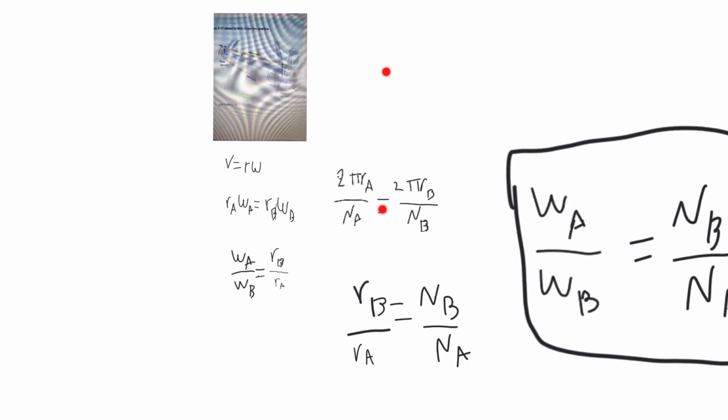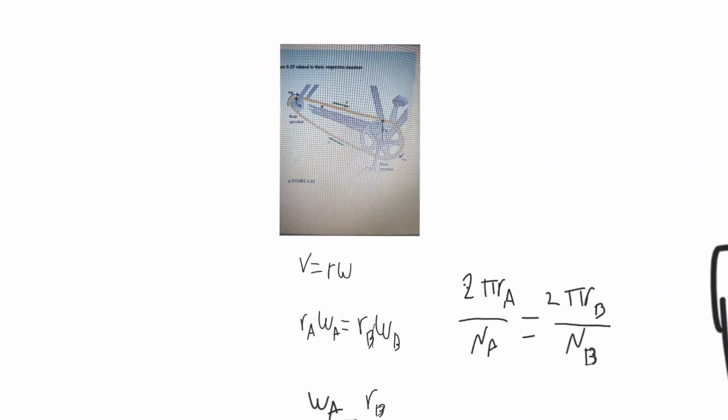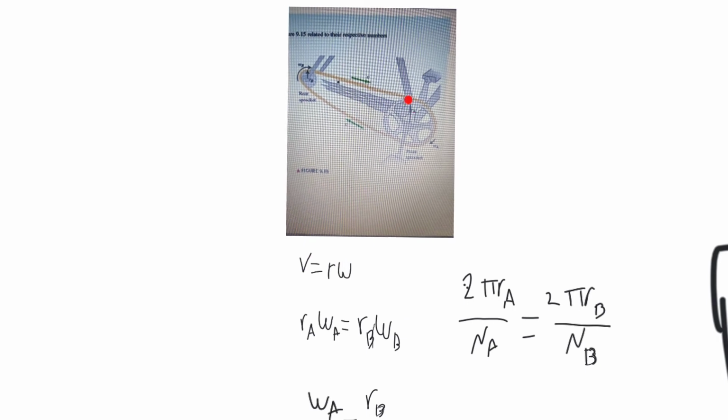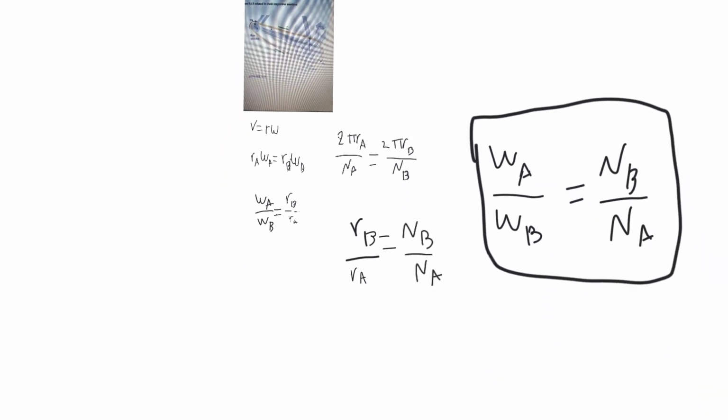Now we have to talk about the spacing of the teeth, which is going to take us back to the actual number of teeth. For the number of teeth in each gear, the circumference of each divided by the number of teeth is going to be equal to the distance between each little sprocket tooth. And that's what I'm basically showing here.